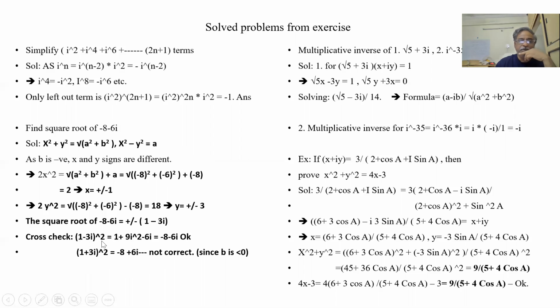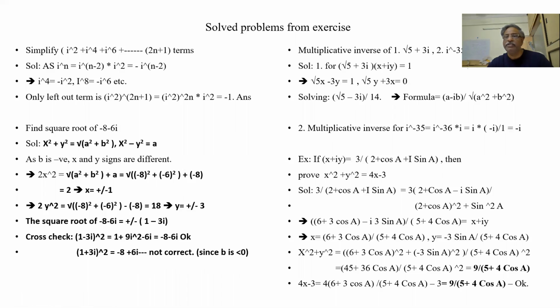So if I put plus 3i, 1 plus 3i whole square, I am getting minus 8 plus 6i, which is not correct. So since b is less than 0, I have to put minus here. Of course, plus or minus is valid. So understood this? Let us see this one.